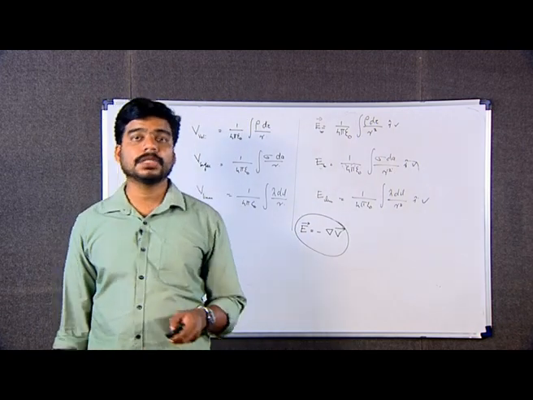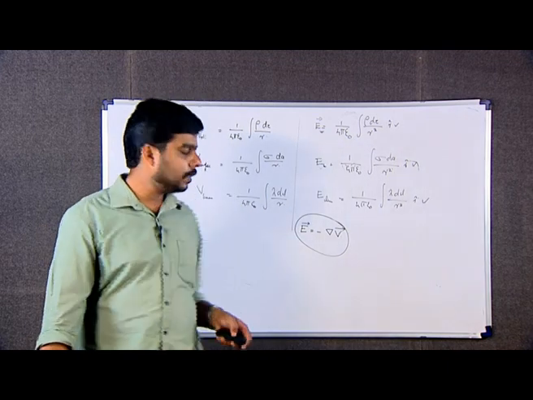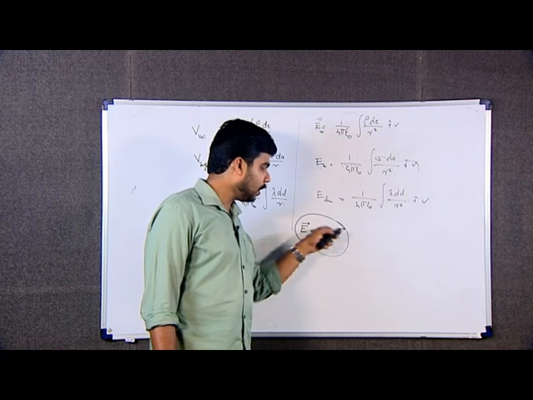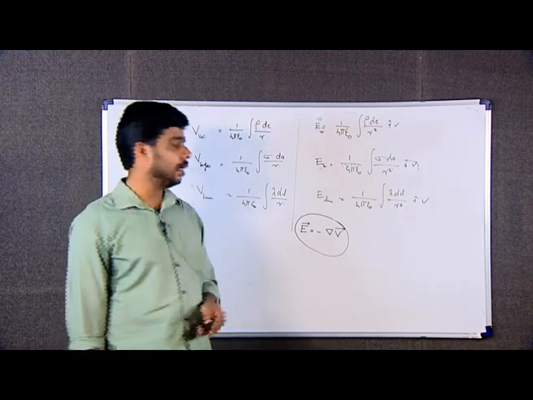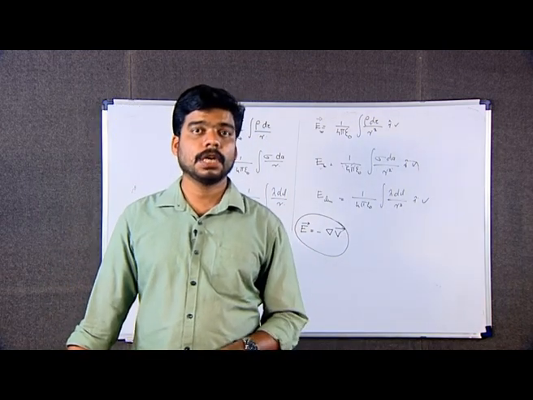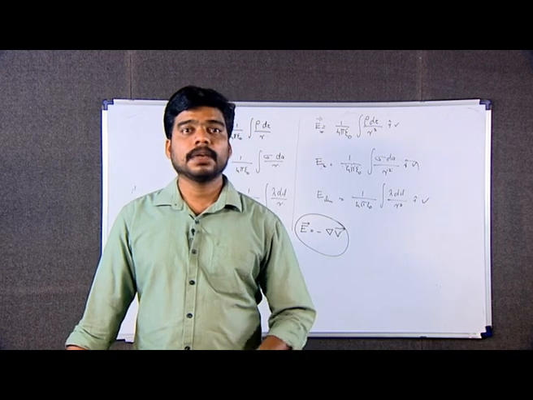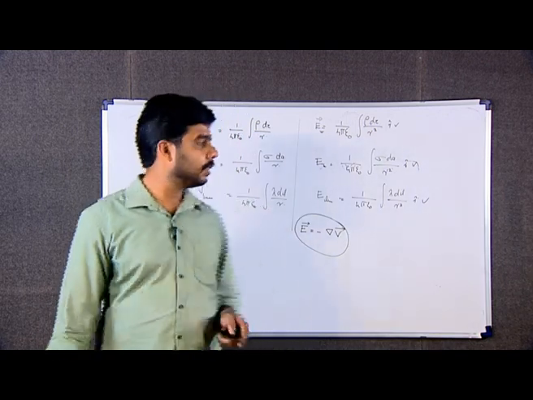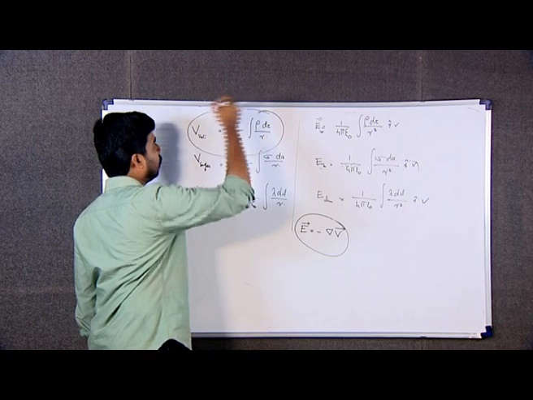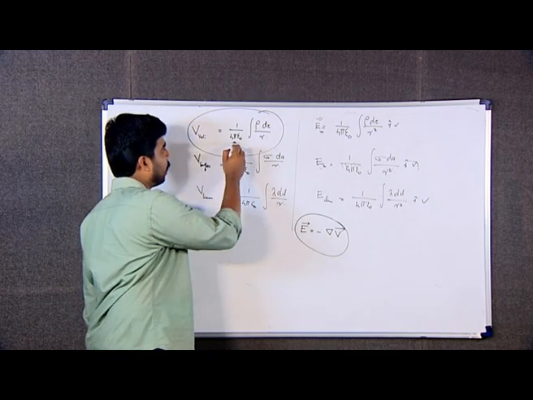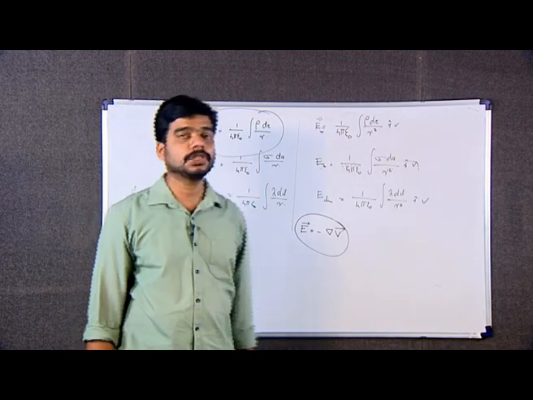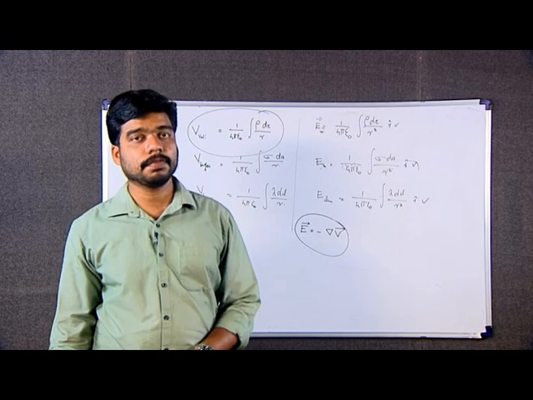You should define the direction of r cap, but in this case, since V is a scalar quantity, we can easily determine E from this equation. So, this is the main advantage of the potential formulation. Again repeating, the potential is defined as 1 by 4 pi epsilon 0 integral rho d tau by r, and from this equation the electric field is defined as the negative gradient of this potential.